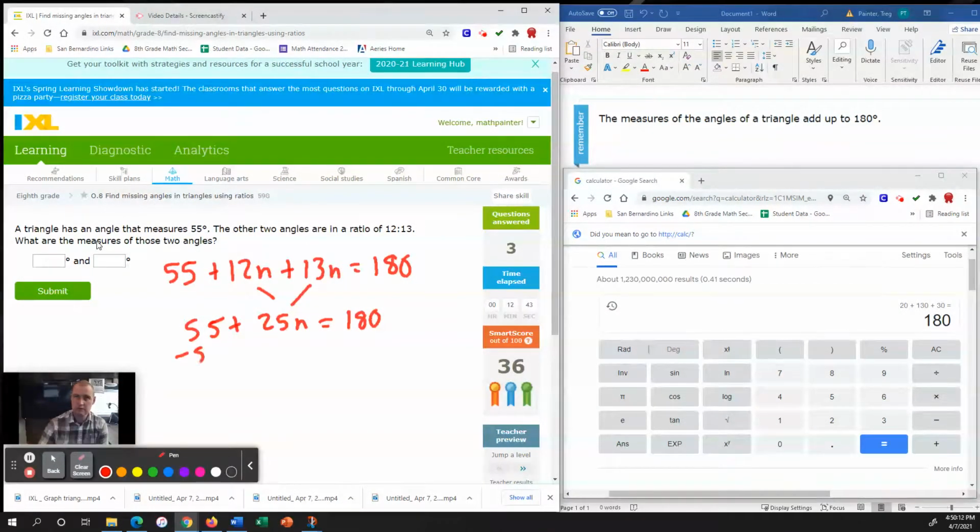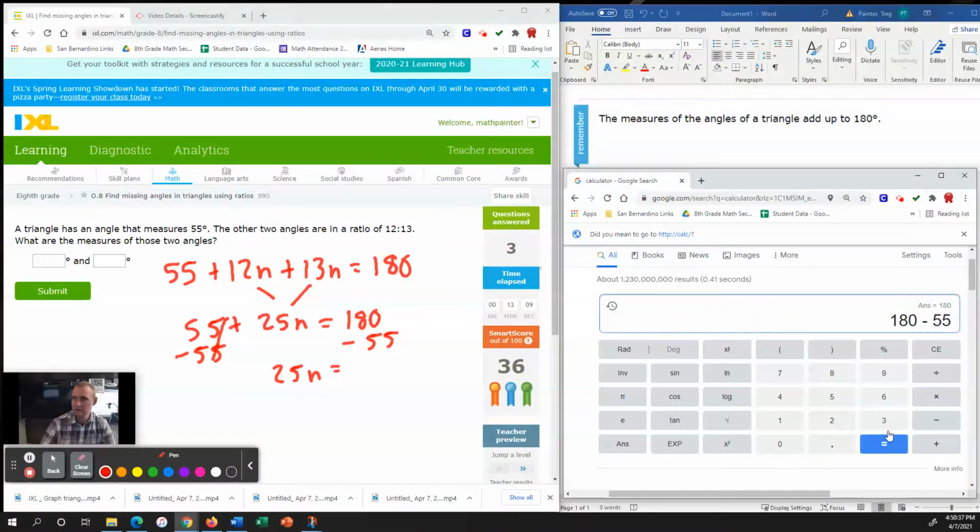Now what we're going to do is subtract 55 from both sides. So minus 55, minus 55. And we have 55 eliminated. 25n comes down equals 180 minus 55. It's looking a little bit larger. So what if I just do 180, use the calculator, minus 55 is 125. So we got 125.